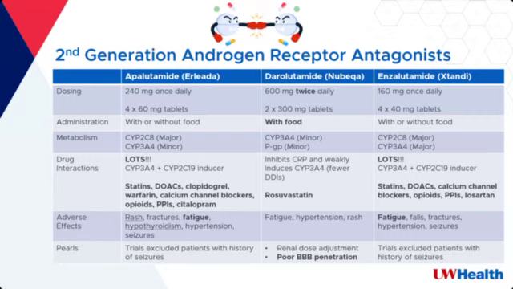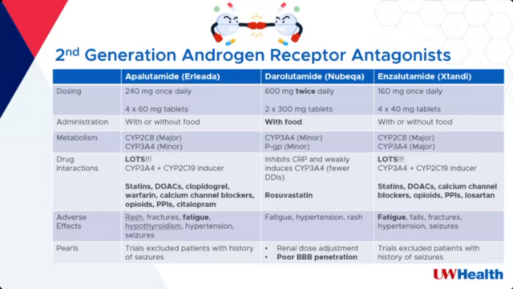For darolutamide or Nubeqa, this is dosed at 600 milligrams twice a day. This is given with food. We can see drug interactions with this agent, but not as much. Rosuvastatin is one that stands out to me, but generally speaking, compared to these other second-generation anti-androgens, not as many drug interactions. We can still see fatigue as well as hypertension and rash. Of note, this one does have poor blood-brain barrier penetration, so this is your best option for a second-generation anti-androgen for patients with a history of seizures.